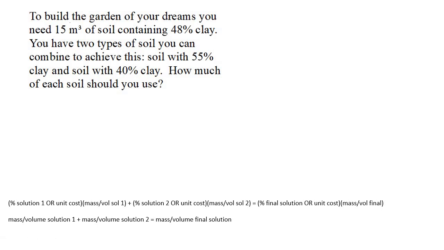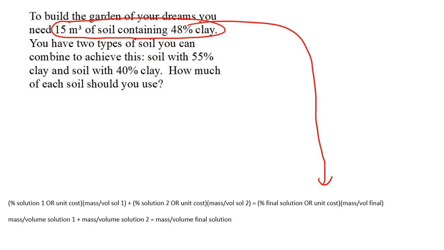Okay, so I think that's what we're trying to get to. So that's this part. That's what makes this one interesting. They're going to tell us the final thing, but they're not going to really tell us much about the starting materials, which is these ones over here. It says that you have 2 types of soil you can combine. You can use a soil with 55% clay and soil with 40% clay. How much of each one should you use? Oh, okay. So this is quite good.